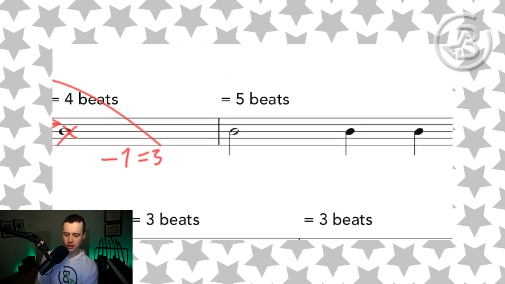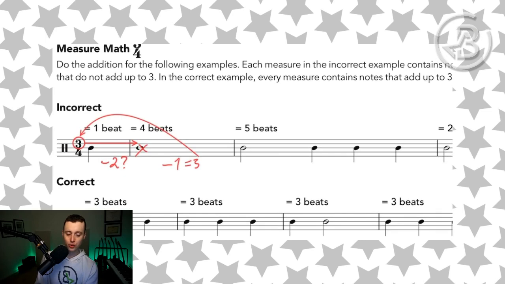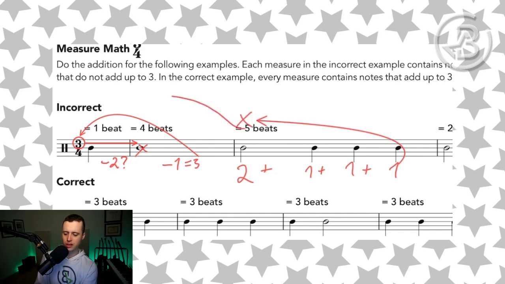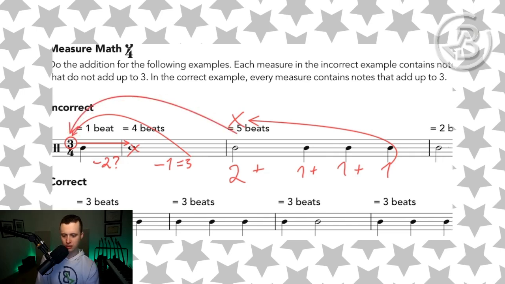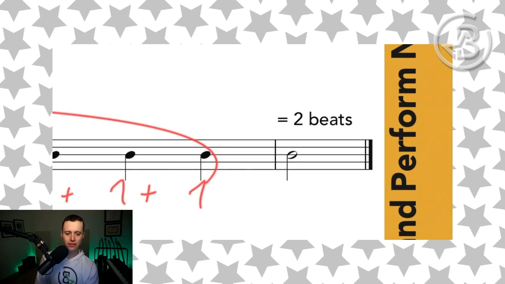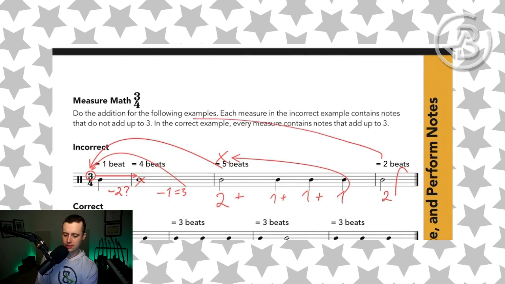Here we have a half note plus 3 quarter notes. Well, that's 2 plus 1 plus 1 plus 1, which equals 5, which is no good because we need to agree with the 3 of the time signature. And in the last measure, we just have 1 half note. A half note equals 2 beats. Well, that's no good either because each measure needs to equal how many? 3 to agree with the time signature.